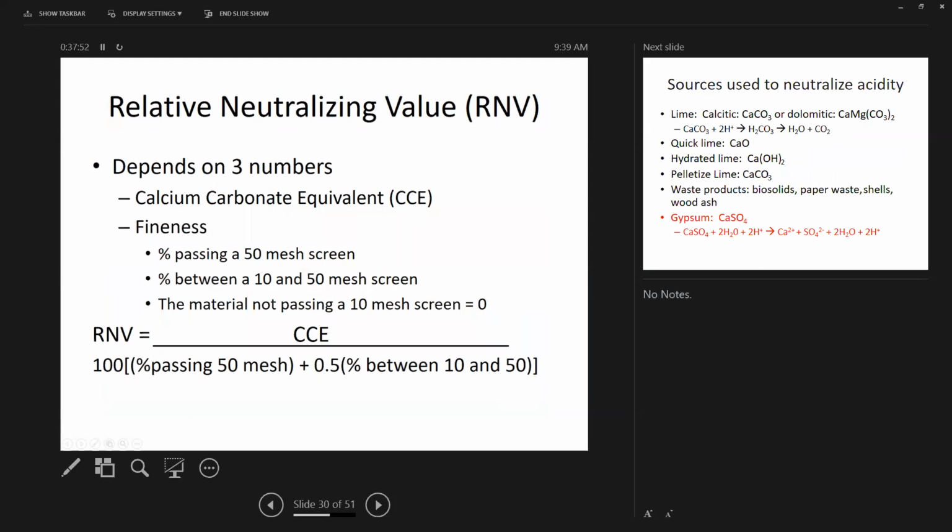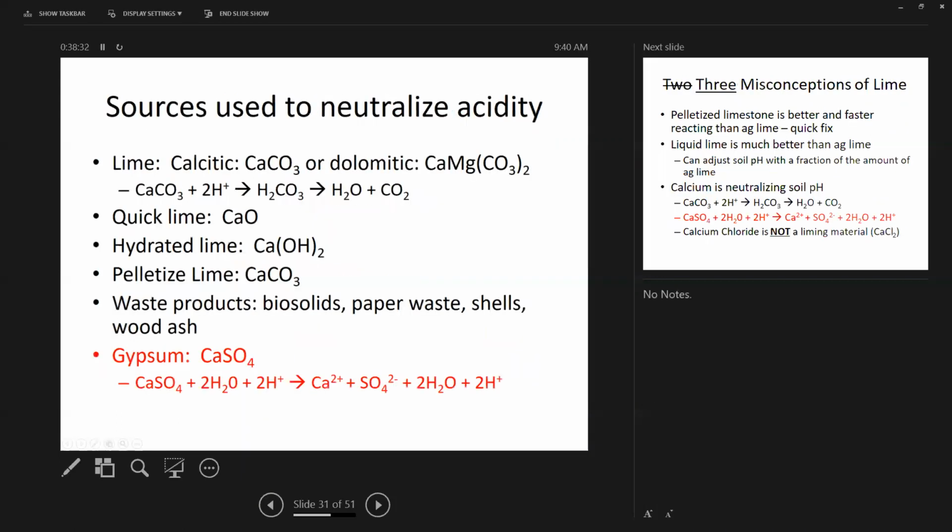So this comes into our relative neutralizing value, or RNV. That calcium carbonate equivalent, how pure is that? Is it 90% pure? Is it 70% pure? The fineness, so how much of it passes a 50 and how much is between the 10 and 50. So our RNV is our calcium carbonate equivalent, our purity, multiplied by that passing the 50 mesh screen plus half of that passing the 10 mesh screen, but not the 50. So that's how our number's calculated.